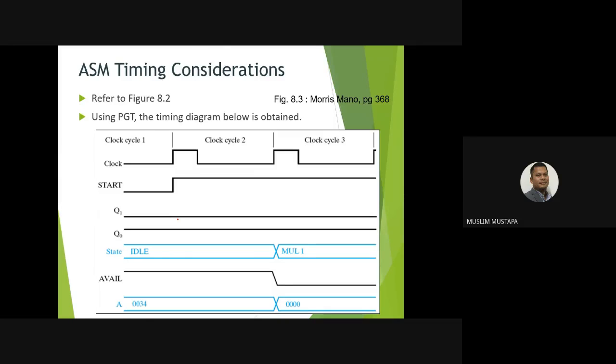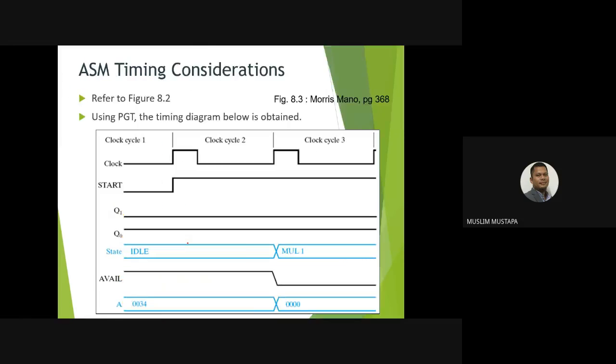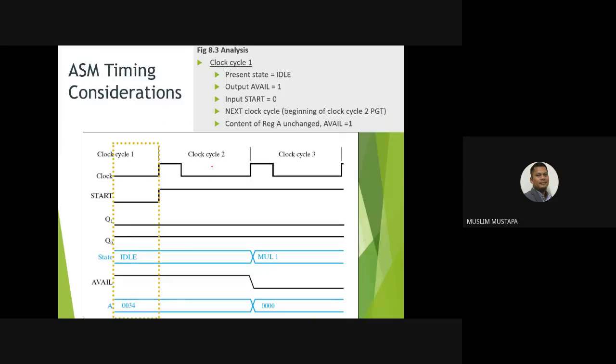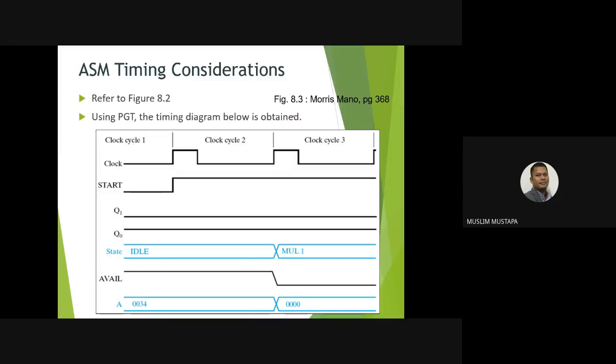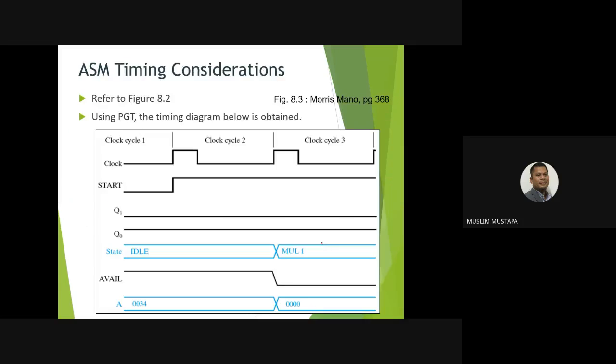R is here. Output available 1, input this is equal to 0. This is start is equal to, okay, idle. Then second clock cycle Q0. Check the value of Q0, so check the Q.